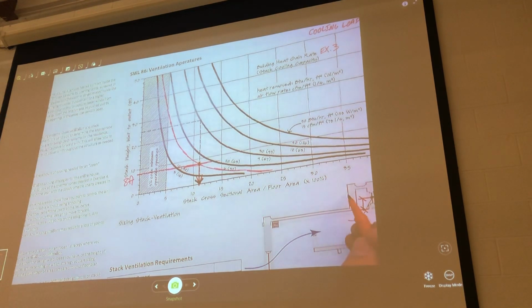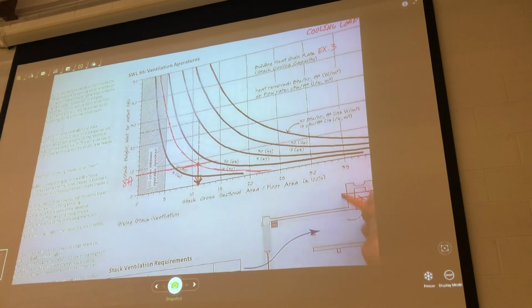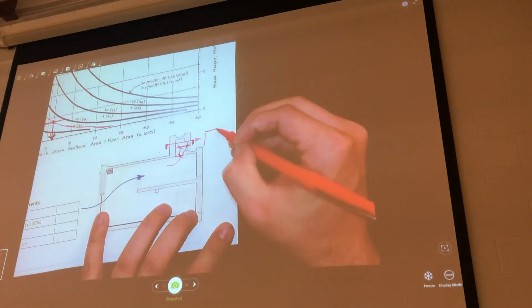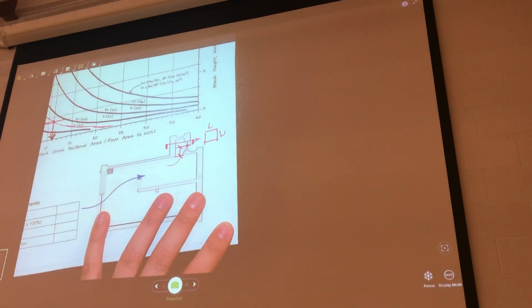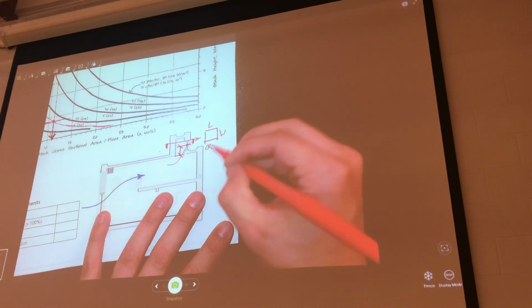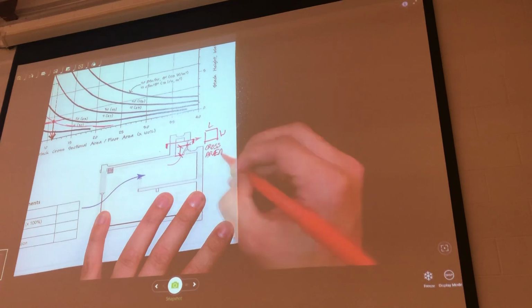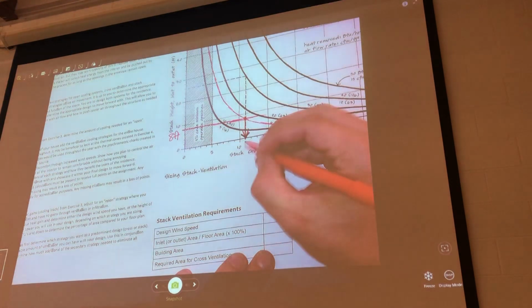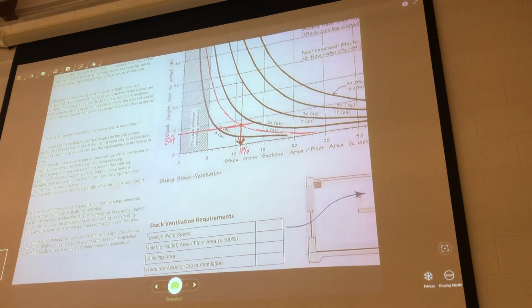So if I were to draw an actual plan view of this particular chimney, it'd be something shaped like this, some sort of length times a width. This would be our cross-sectional area. So I need a percent of about 11% total. Now again, this does not have to be one single chimney. This could be multiple chimneys.